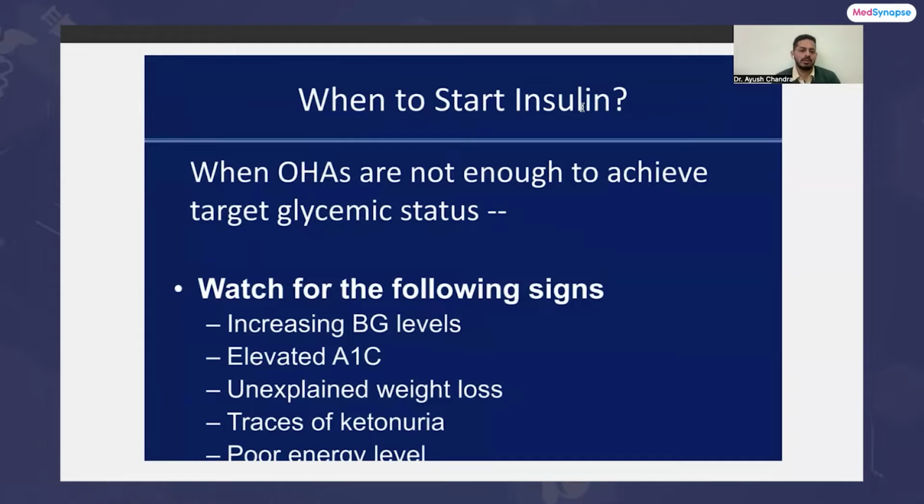And what are the following signs? Look out for the signs. How much are the fasting and post meal levels in the current ranges? How much is HbA1c elevated, even if the triple or the double oral therapies haven't worked properly? So with how much the HbA1c has gone up, this can help a physician to decide the type of insulin or whether to start insulin or not. Unexplained weight loss is also very important. Look out for ketonuria and the energy levels.